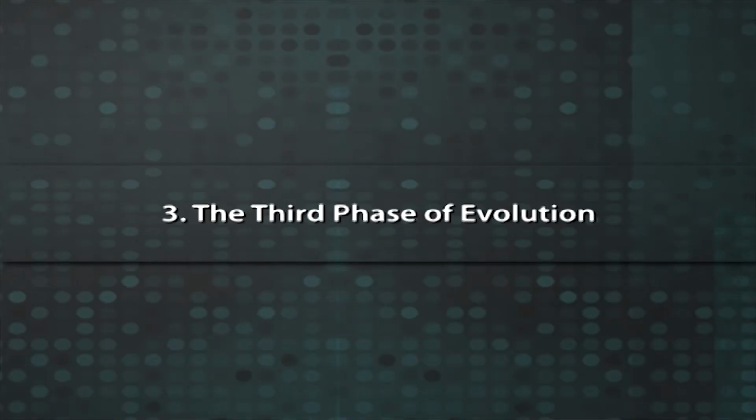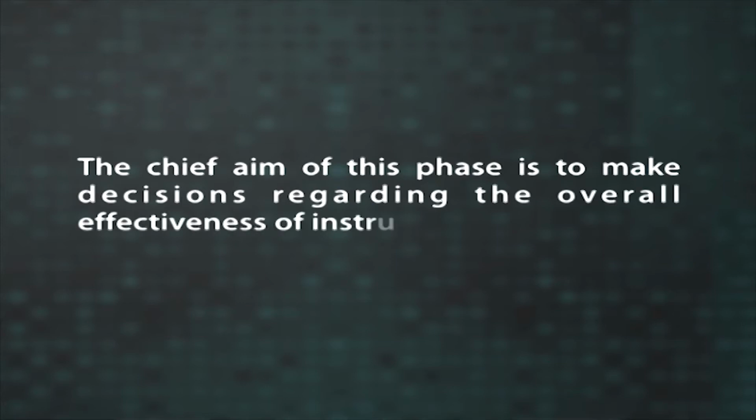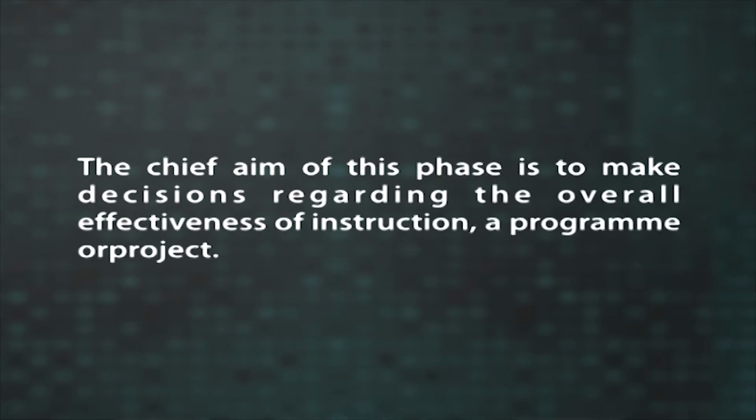The third phase of evaluation. The third phase of evaluation involves making decisions at the end of one cycle of an educational program, project or unit of instruction. Decisions are made on the basis of cumulative data. The chief aim of this phase is to make decisions regarding the overall effectiveness of instruction, a program or project. The degree to which the intended objectives are achieved is determined during this phase. The results of this phase provide feedback and direction to not only those who are involved in the process of instruction, but to outside decision makers as well.